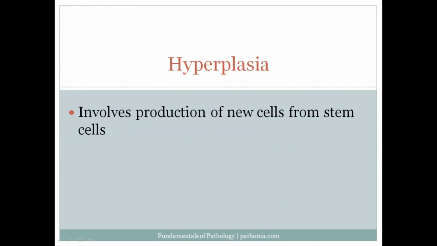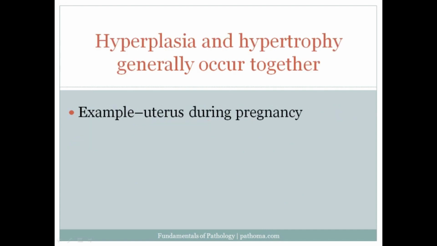Now, hyperplasia, on the other hand, recall hyperplasia being an increase in cell number. An increase in cell number is going to involve the production of new cells. And new cells will be produced from stem cells. That's, I think, pretty straightforward to understand. Generally speaking, hyperplasia, which is an increase in the number of cells, and hypertrophy, which is an increase in the size of the cells, usually occur together.